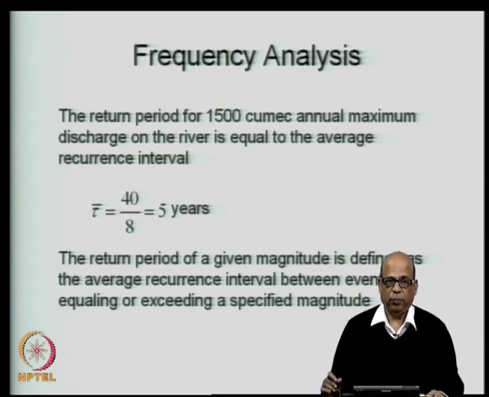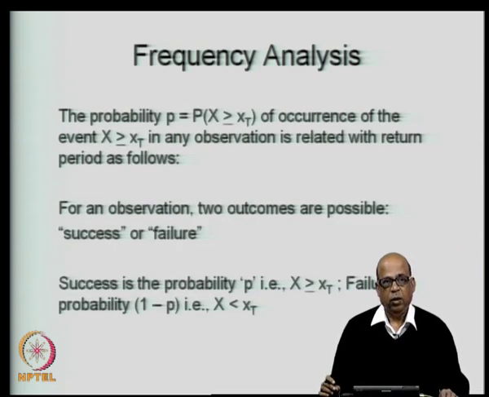So, for this example, the return period of the event that the flow magnitude equals or exceeds a magnitude of 1500 cubic meters per second, Qmax, is 5 years. Which means once in about 5 years you can expect this particular magnitude to be equaled or exceeded. We will put this more formally through a probability now.